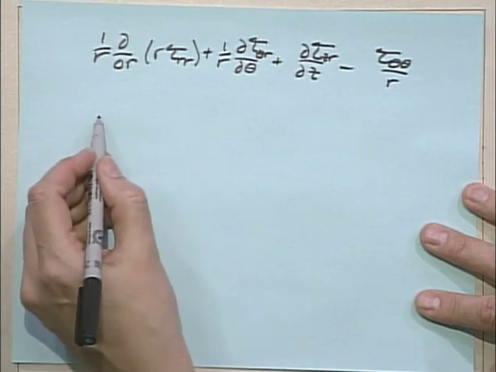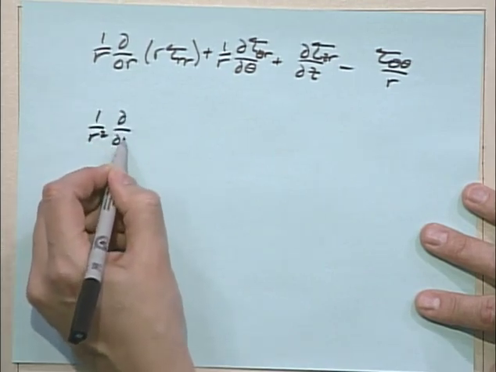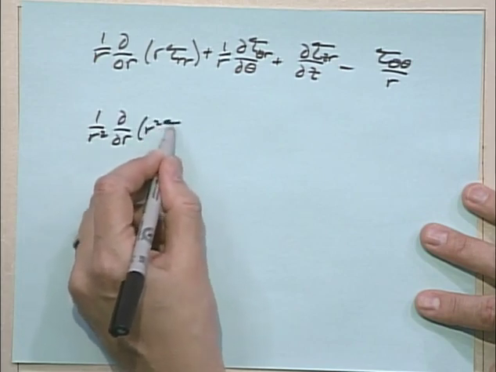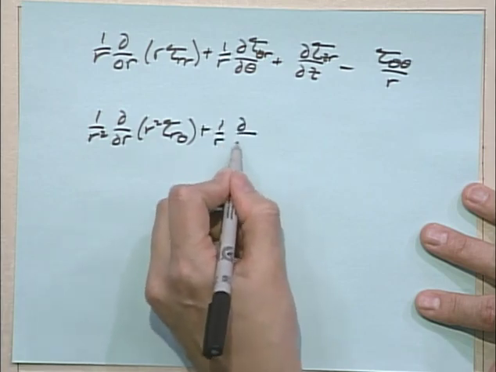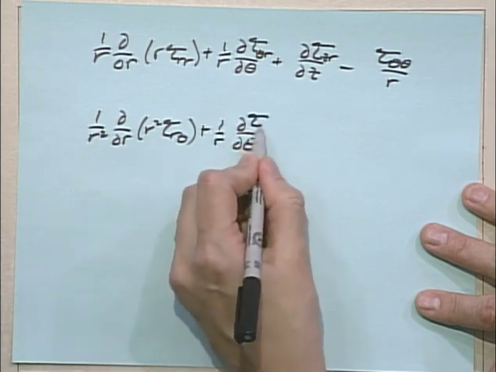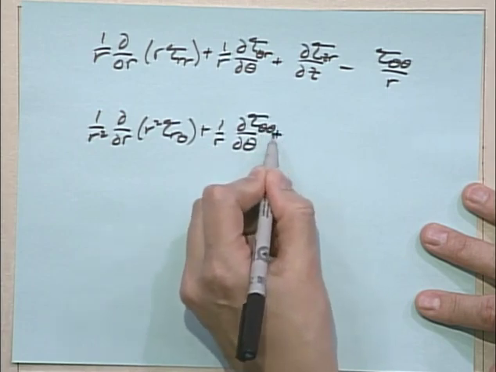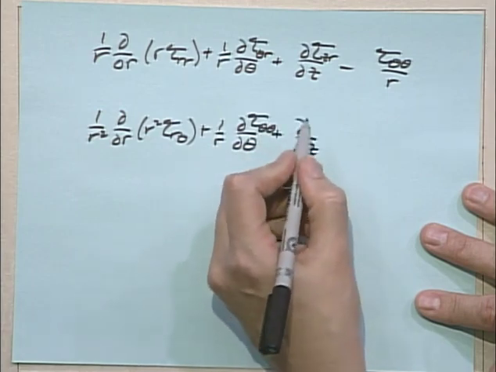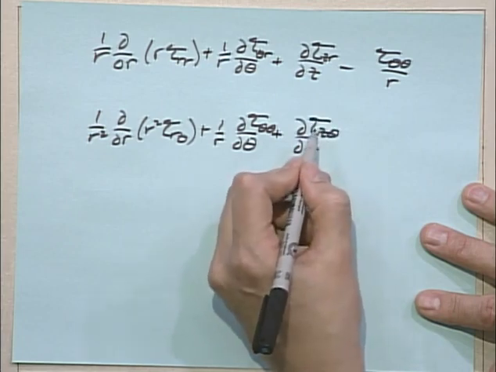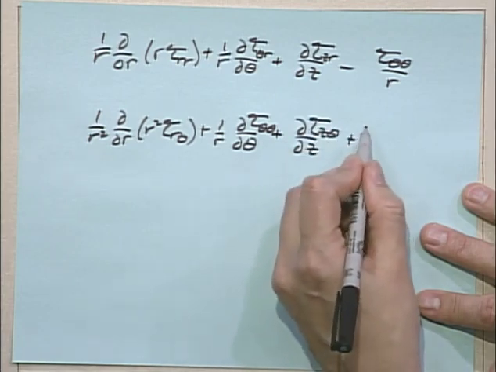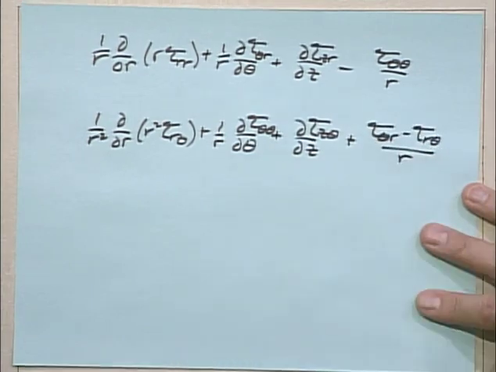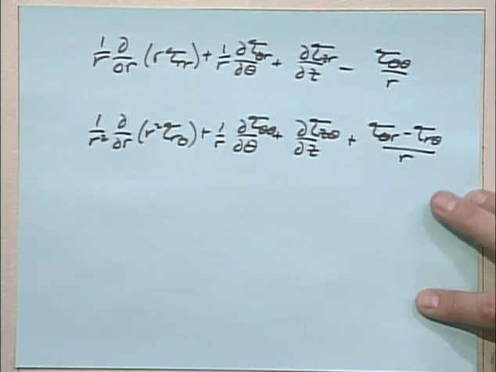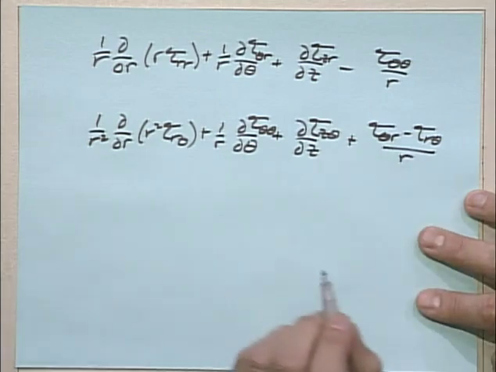The theta component is 1 over r squared d by dr of r squared tau r theta plus 1 over r d by d theta of tau theta theta plus d by dz of tau z theta plus tau theta r minus tau r theta. This is a term that is only non-zero when the stress tensor is asymmetric, so that one is definitely 0. That's all the theta component.